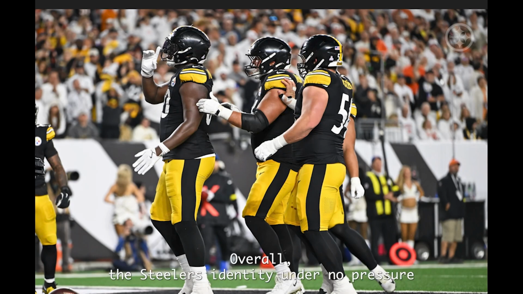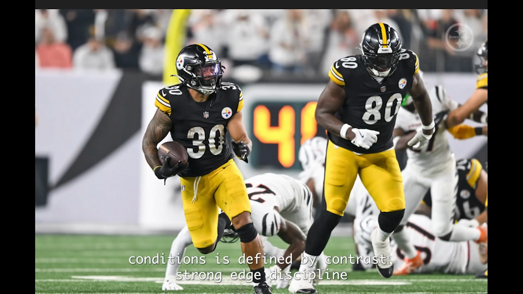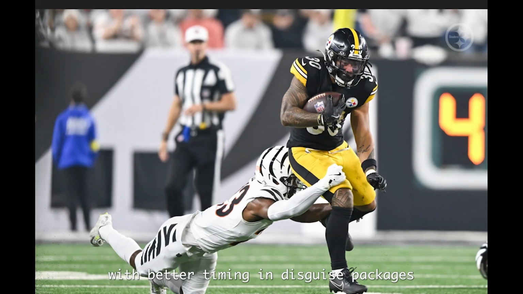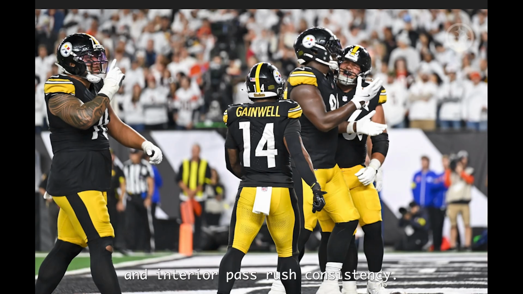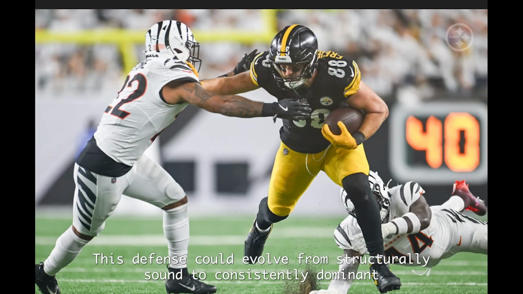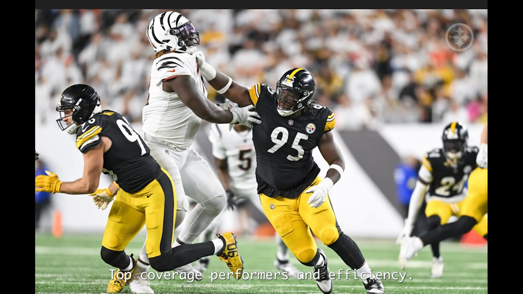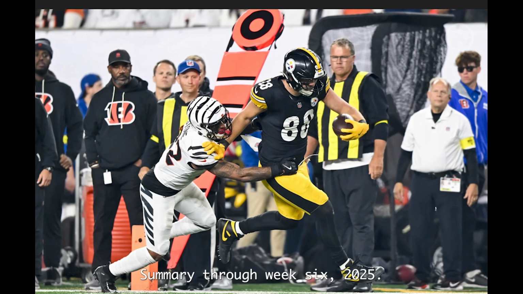Overall, the Steelers' identity under no-pressure conditions is defined by contrast. Strong edge discipline and opportunistic secondary play offset by limited interior push and soft zone coverage. With better timing in disguise packages and interior pass rush consistency, this defense could evolve from structurally sound to consistently dominant. Pittsburgh Steelers, top coverage performers, and efficiency summary through Week 6, 2025.